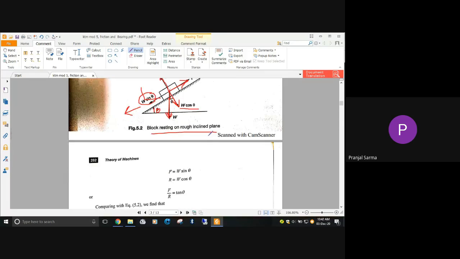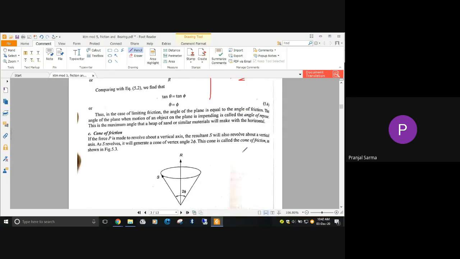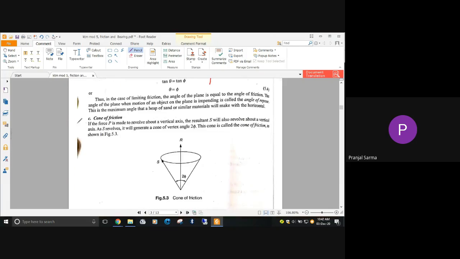From the equilibrium condition, all of you can very easily check this thing. In engineering mechanics also you have done those things, so I believe we don't have to go through the details of this. Similarly, we have the cone of friction.